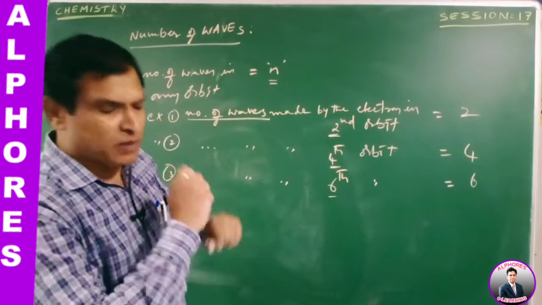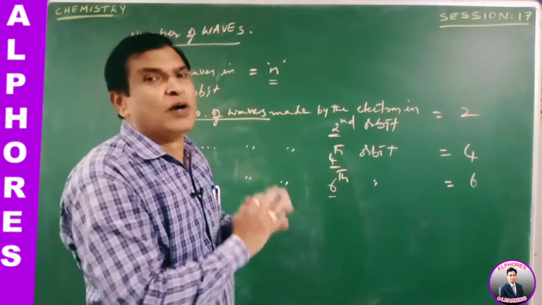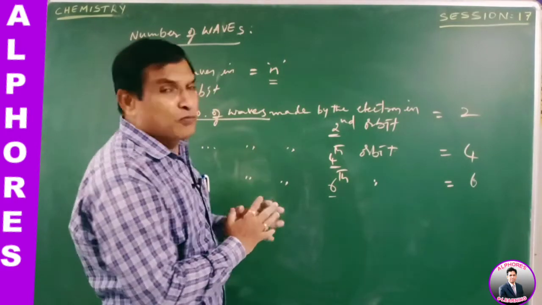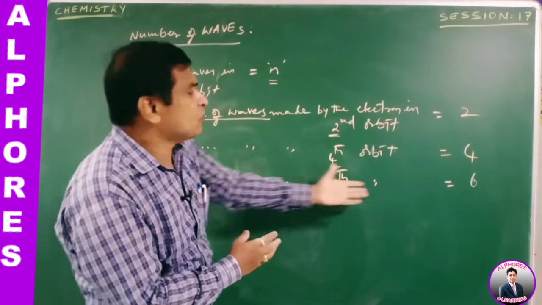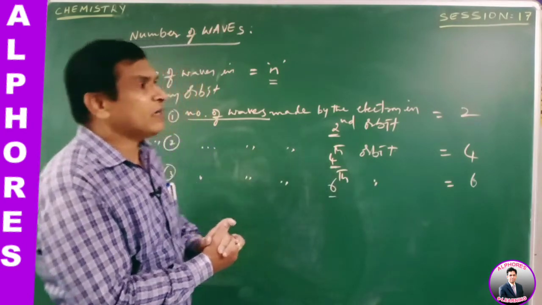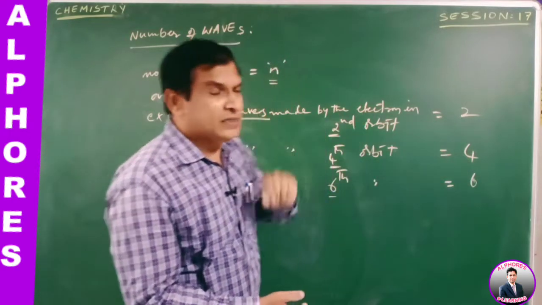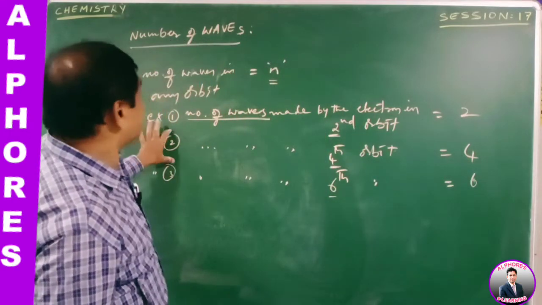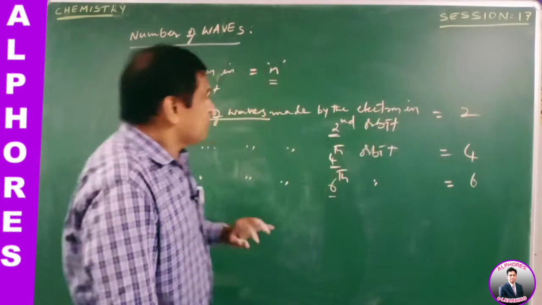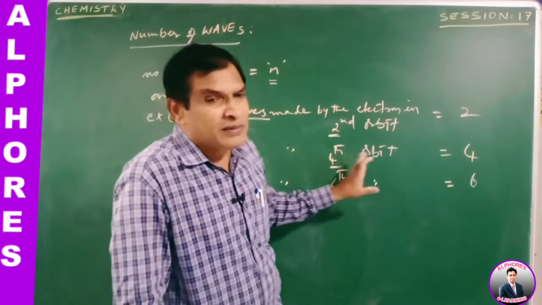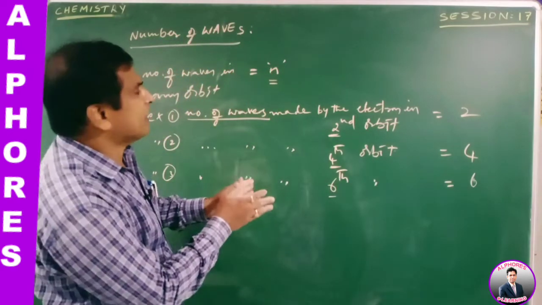Very simple, interesting, and very important concept. The number of waves made by the electron in the nth orbit is equal to the orbit number or energy level. In the sixth orbit, how many waves? It is 6. In the second orbit? It is 2. In the fourth orbit? It is 4. So we have completed up to this.